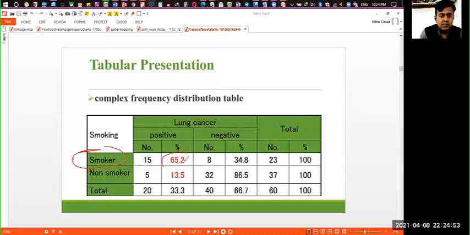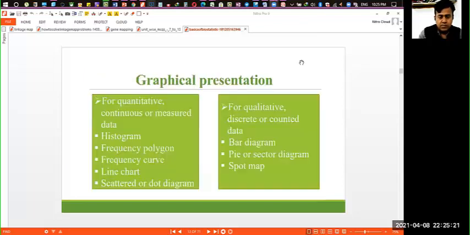So you can see the data is showing everything. The smoker percentage is very high, right? They are positive, while the non-smoker percentage is very high here. Lung cancer negative data is here, and this is the positive data here. So what you can conclude from the data is that smokers have high chances of lung cancer. Clear? So you should know how to take meaning out of data.